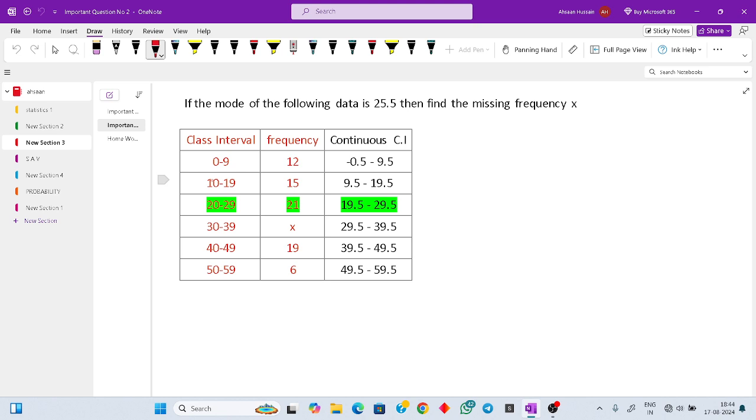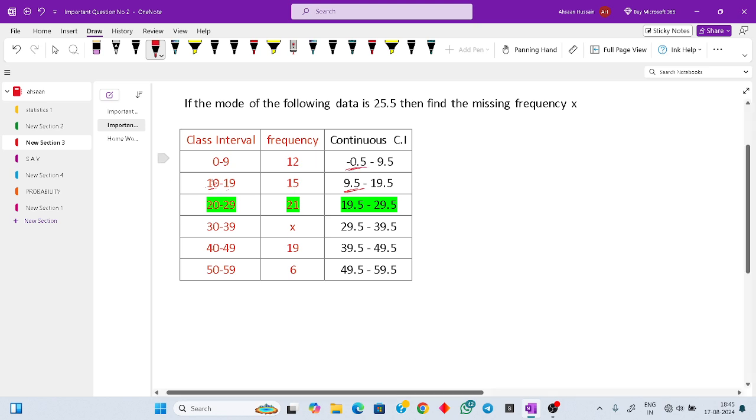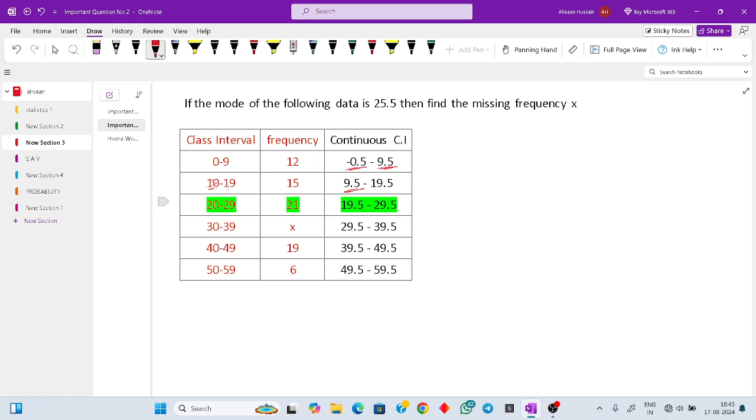The answer is very simple. Subtract 0.5 from the lower limit and add 0.5 to the upper limit. If you subtract 0.5 from 10, you'll get 9.5. And if you add 0.5 to 19, you will get 19.5. Similarly, if you subtract 0.5 from 0, you'll get negative 0.5. And if you add 0.5 to 9, you'll get 9.5. Now it has become a continuous class interval. So let's solve this question first.